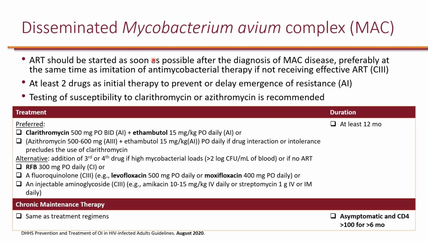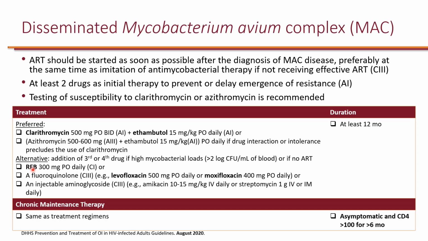And for disseminated MAC, basically the preferred agent for treatment is a combination of clarithromycin with ethambutol. We will discuss ethambutol more when we talk about tuberculosis, but you want at least 2 agents. And many experts also add a 3rd or 4th agent if the mycobacterial load is more than 2 log CFU per ml of blood, or if the patient is not on ART. And the 3rd and 4th agent would be rifabutin.